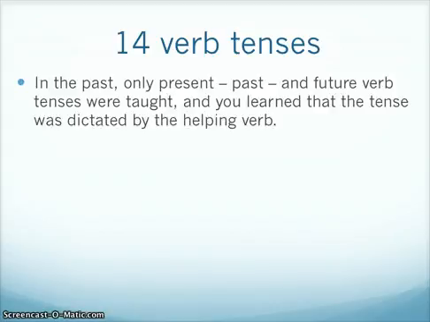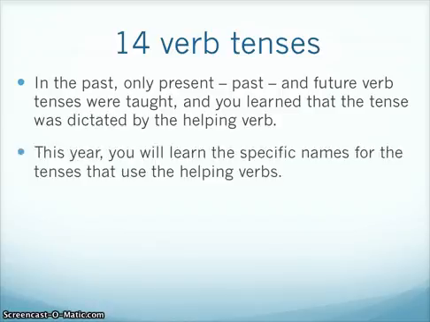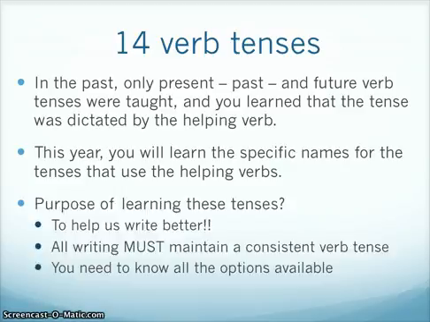Okay. In the past, you have only learned present, past, and future tense. And hopefully you were taught that you look at the helping verb in order to indicate that. What we're going to do this year, however, is learn the very specific names for the tenses that use those very specific helping verbs. Now, what's the purpose of learning all of these tenses? It's not to go to a party and wow your friends by spouting off that there are 14 different verb tenses. The primary reason that you use it is to help you write better. And what makes great writing is writing that has consistent verb tense. That's one of the main issues that I find in student writing, that there is not consistency, and it makes it very difficult for the reader. They don't know if it's taking place now, or did it take place in the past.